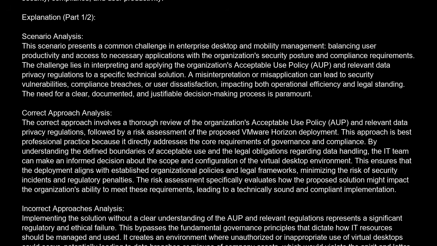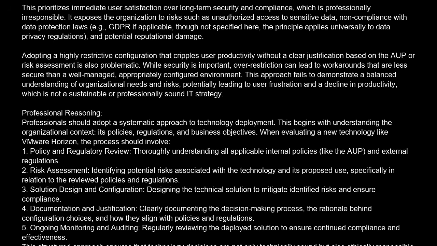Deploying the solution with a focus solely on user convenience, disregarding the AUP and data privacy implications, is another critical failure. This prioritizes immediate user satisfaction over long-term security and compliance, which is professionally irresponsible. It exposes the organization to risks such as unauthorized access to sensitive data, noncompliance with data protection laws, e.g., GDPR if applicable though not specified here. The principle applies universally to data privacy regulations, and potential reputational damage.